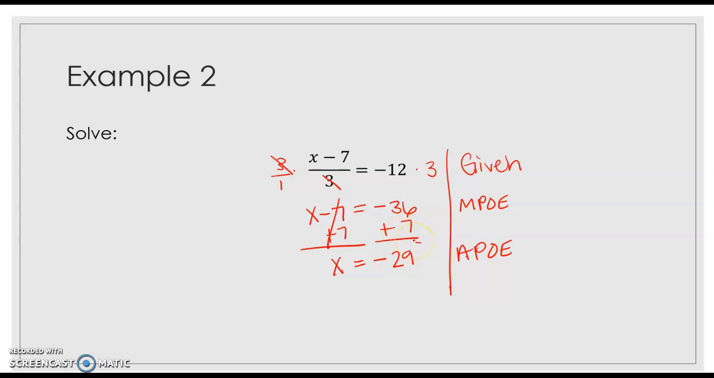And again, if I'm unsure, what I would do is take negative 29 and plug it in for x, minus 7 divided by 3. Negative 29 minus 7 is negative 36, divided by 3. And negative 36 divided by 3 is negative 12. And that is what I have over here. So that's how I know that I have the right answer.